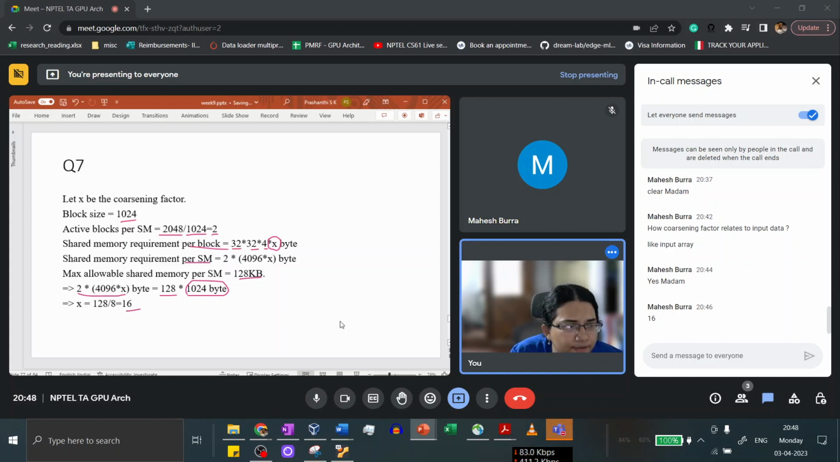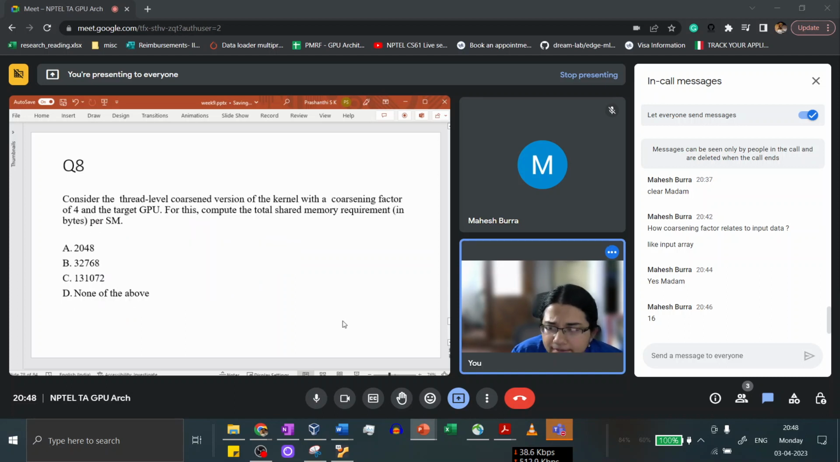So we have 10 minutes left, so I'll keep moving. Let's go to the next question. Consider the thread level coarsened version of the kernel with a coarsening factor of 4 and the target GPU. For this, compute the total shared memory requirement in bytes per SM. So again, we are sticking with the same hardware factors as in the previous question. In case you haven't noted that down, ask me and I'll move to that slide. If not, here we are considering a thread level coarsening factor of 4. Earlier we were trying to find the optimal coarsening factor. Now we are given a coarsening factor, and instead we are asked for the total shared memory requirement, and note that it is asked in bytes and per SM. So try and calculate this. We'll take 2 minutes.